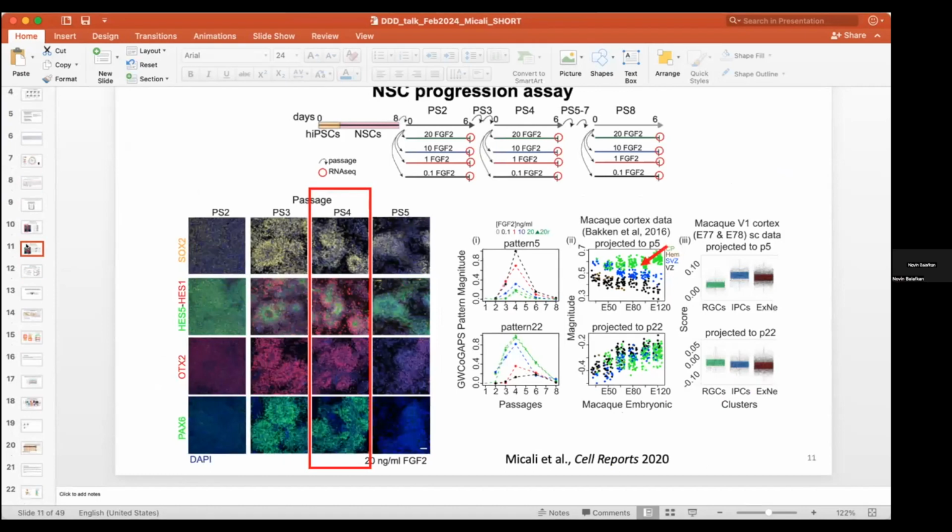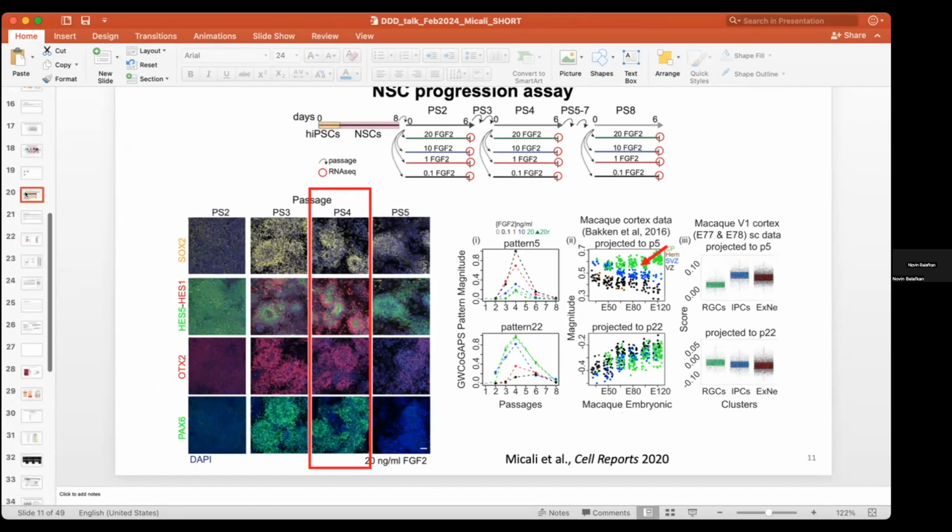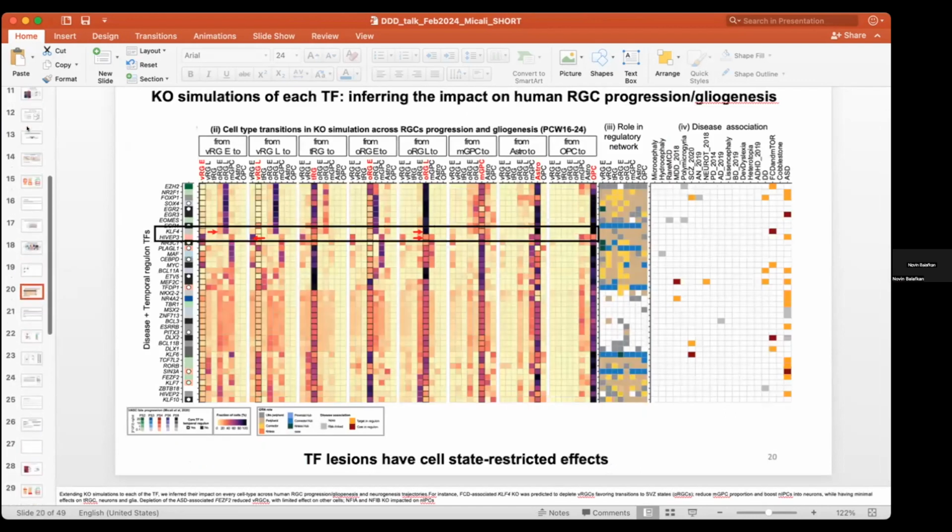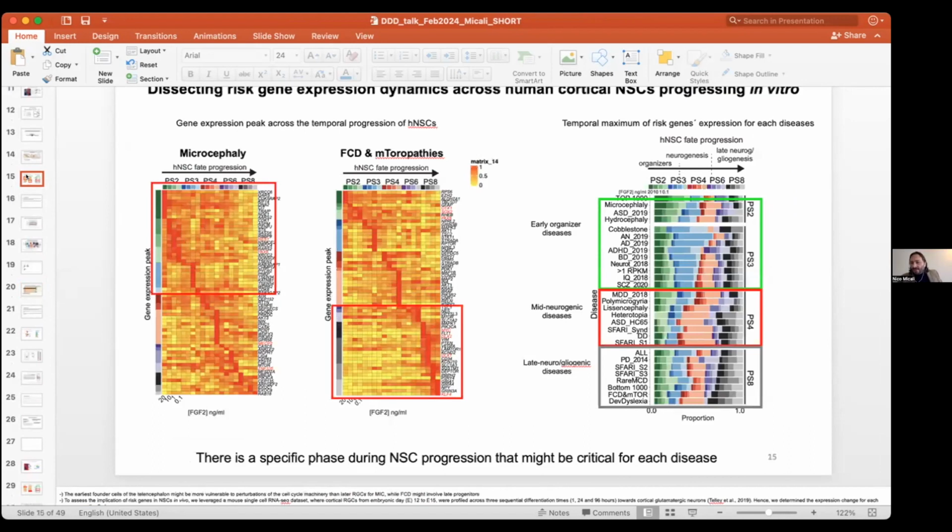Yeah, and you also have the comparison down there, if you go to slide 20 or 15, perhaps. Yes. So you have passage 2, 3, 4, 6, 8. We're talking about EGF, FGF here all the time.